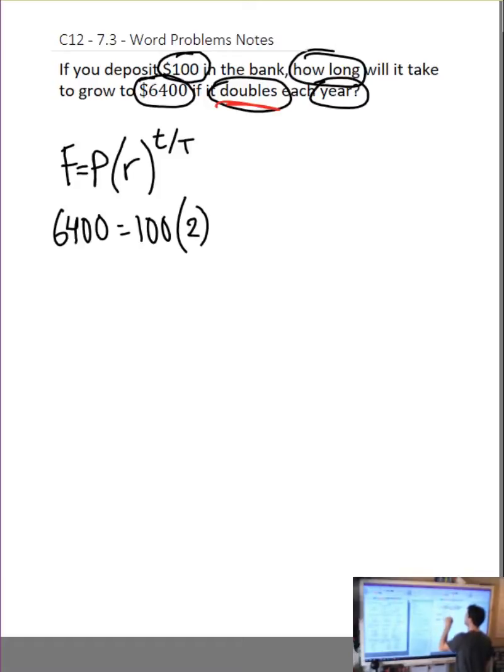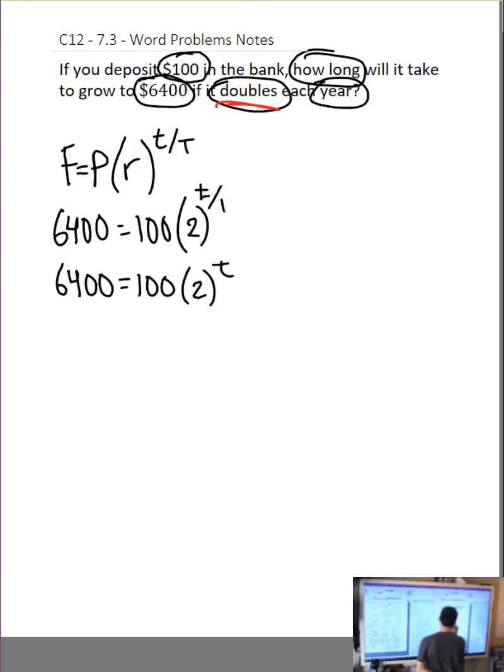Now, how long? We're looking for the exponent t. And capital T, the time for the rate to occur, is just 1. So this is going to clean up nicely. Let's see what happens. So 6,400 equals 100 times 2 to the t. Now, before we continue solving that, let's see if sometimes we can use a different formula.